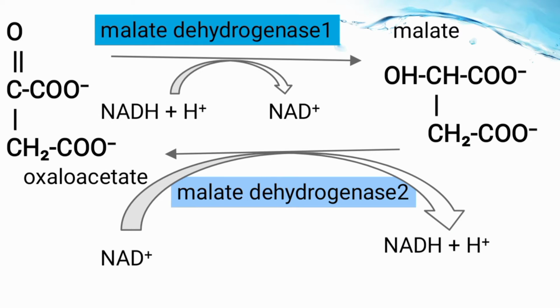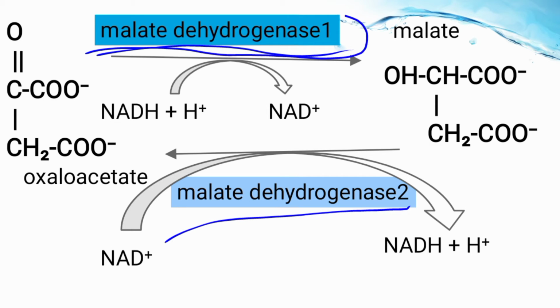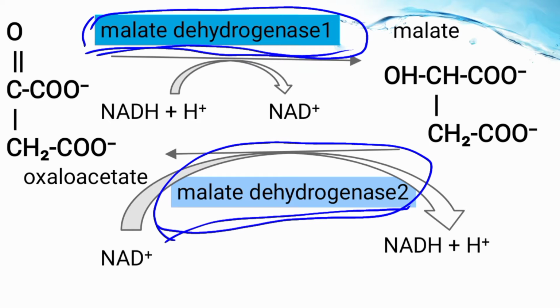The next step involves malate dehydrogenase 1 and malate dehydrogenase 2. Malate dehydrogenase 1 is an enzyme present in the cytoplasm of the cell. If you want to remember, when you enter a cell, you enter the cytoplasm first before you meet the mitochondria. So cytoplasm 1, mitochondria 2. So malate dehydrogenase 2 is found where? Mitochondria. Now let's see how they perform their actions.